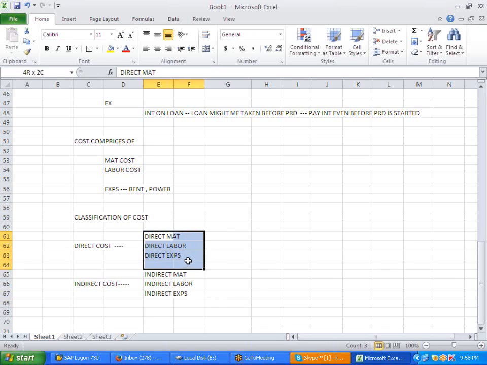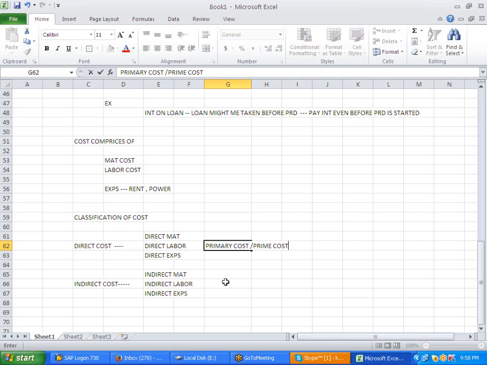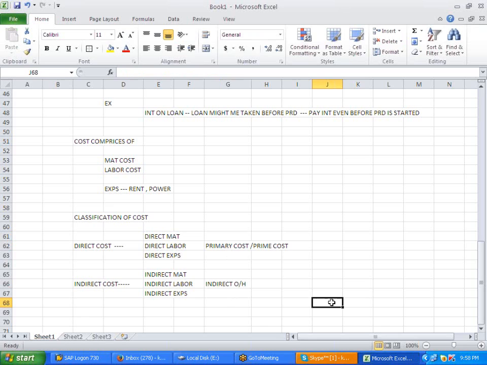Now, these kind of expenses we call as primary cost or prime cost. These we call as indirect overheads. Indirect overheads, for example rent, material and all those things. These are very easily identifiable, so easily charged to the product. But these are not easily charged. It is very difficult to charge to the product.